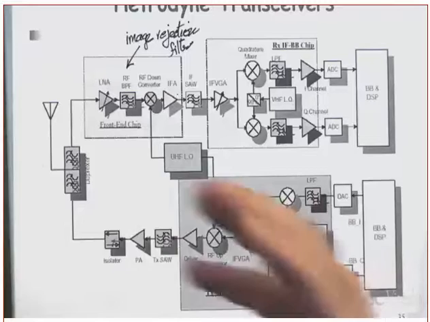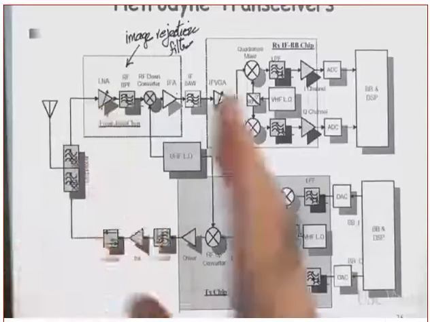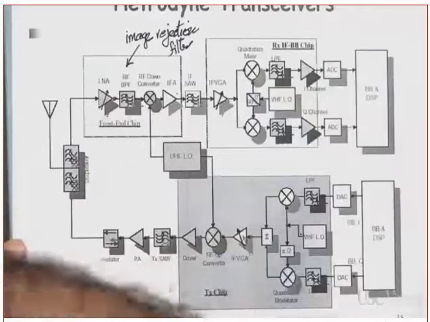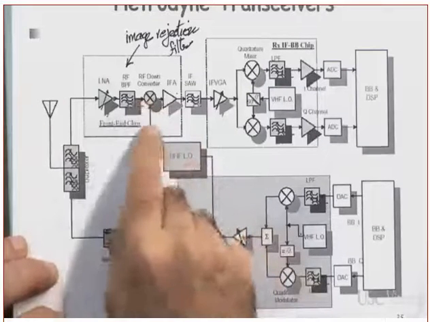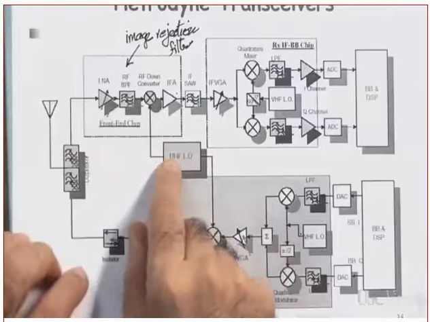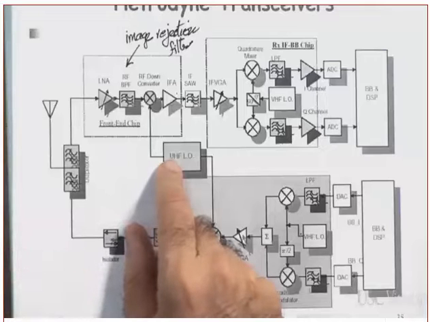It will down convert the entire band that passed through, and instead of being centered around RF, it will be centered around IF. Clear? That's this local oscillator. We call it UHF. UHF stands for ultra high frequencies, meaning, for example, 300 megahertz to 3 gigahertz and so on, or more than that.